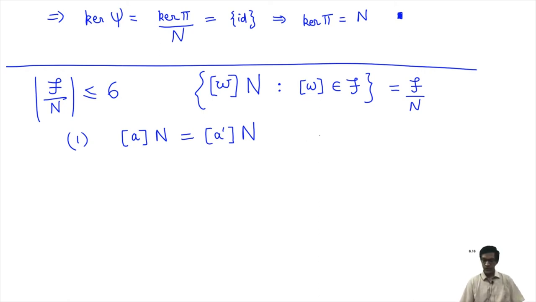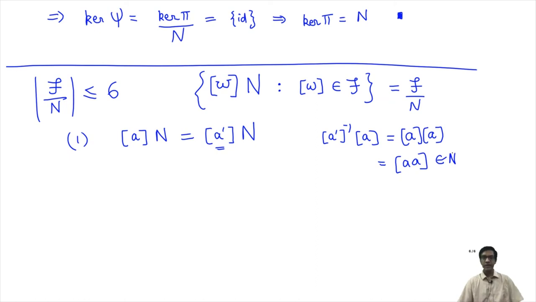How does one prove two things are in the same coset? You just look at A prime inverse, so you push this A prime over to the other side. A prime inverse times A. So you compute what this is. Well, A prime inverse, recall, A prime was the inverse of A, in fact. So this is A again. So this is just A times A. So that's just the word A squared or AA. And recall, because of the definition of N, AA is in fact an element of N. Okay, so this means exactly that these two cosets are equal, that A prime inverse A belongs to N.